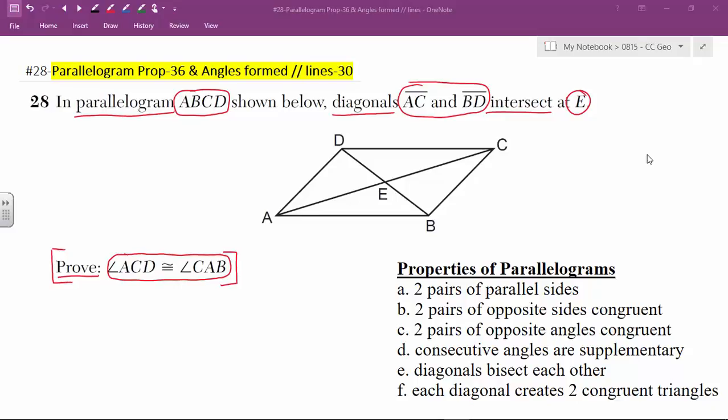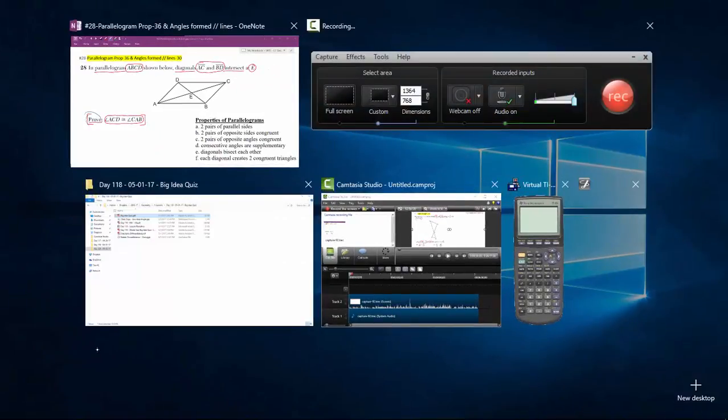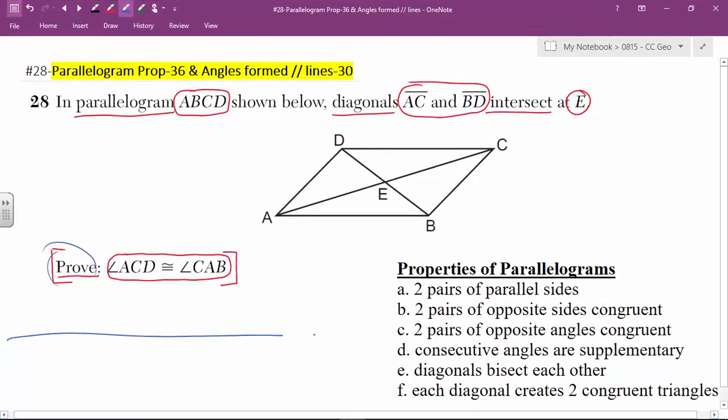All right, problem 28. It says, in parallelogram ABCD, shown below, diagonals AC and BD intersect at E. And then we have this weird part down here. It says, prove angle ACD is congruent to angle CAB. And that's the question. This proof tells me I'm going to make what we call a statement and reason proof. It's two columns.